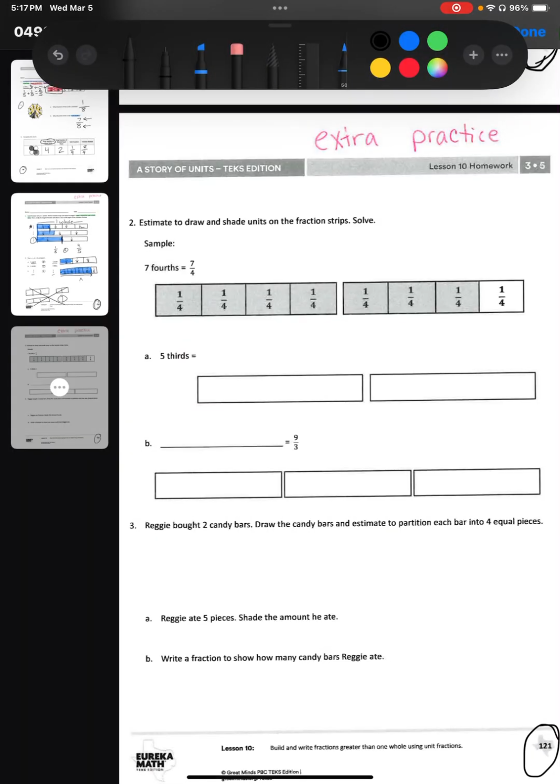Here is the video covering the page 121 extra practice. And if you're here, you're looking at this wondering, what in the world is going on? And I too sometimes wonder, what in the world's going on?